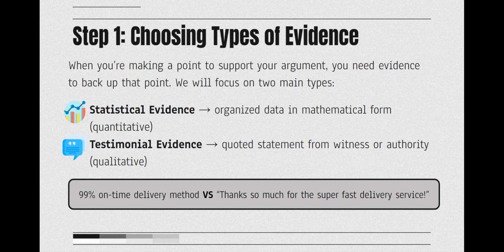If you guessed that the first example, 99% on-time delivery method, is statistical evidence, you are correct. And then our second piece of evidence here, thanks so much for the super fast delivery service. That is testimonial evidence because it is a quoted statement from someone who experienced the delivery service. Now, I don't know if that is Uber Eats or DoorDash. I don't know what that is, but just an example, right? So these are the two types of evidence that we will focus on for this essay.